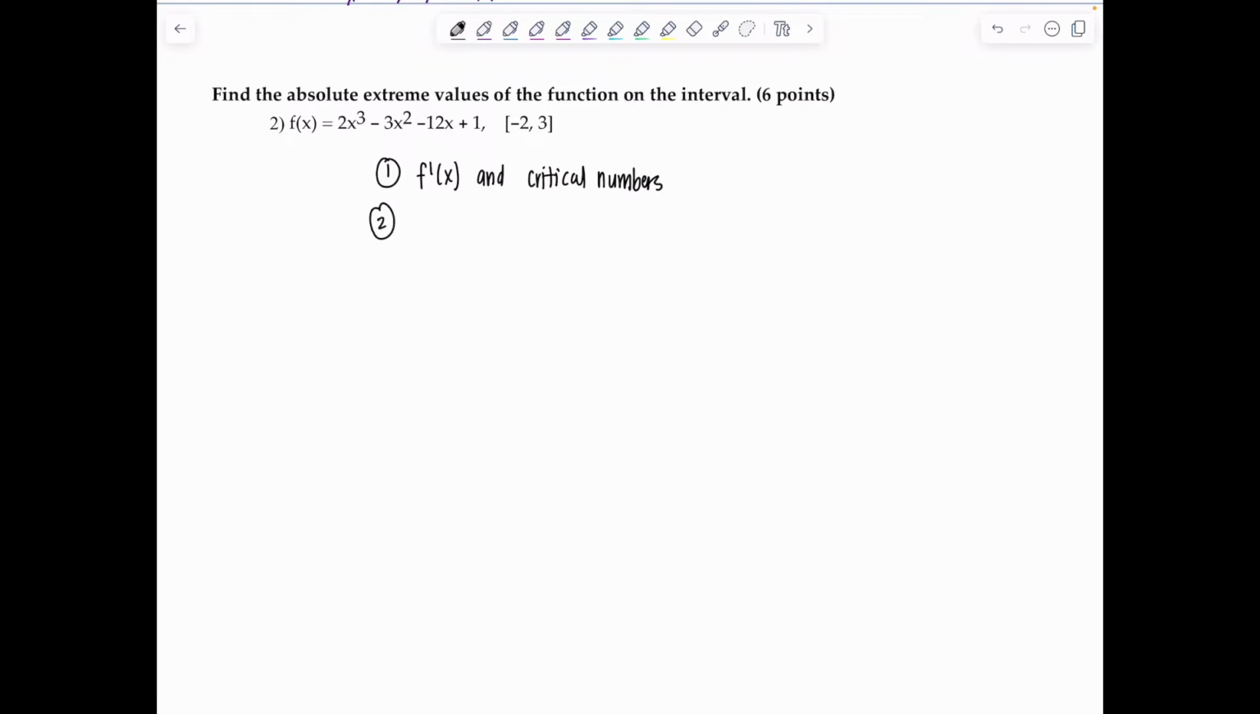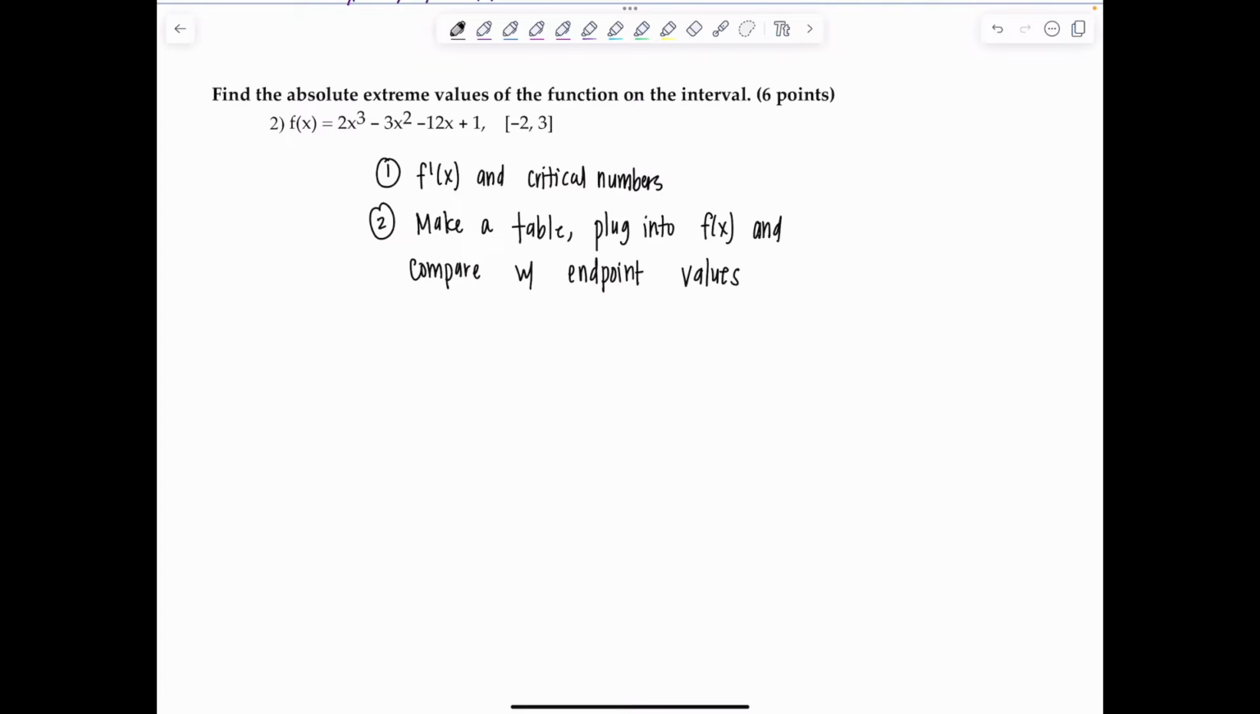And then you make a table, plug into f of x, and compare with endpoint values. Okay. So here we go. First thing I need to do is take the derivative so I can get the critical values of f of x.